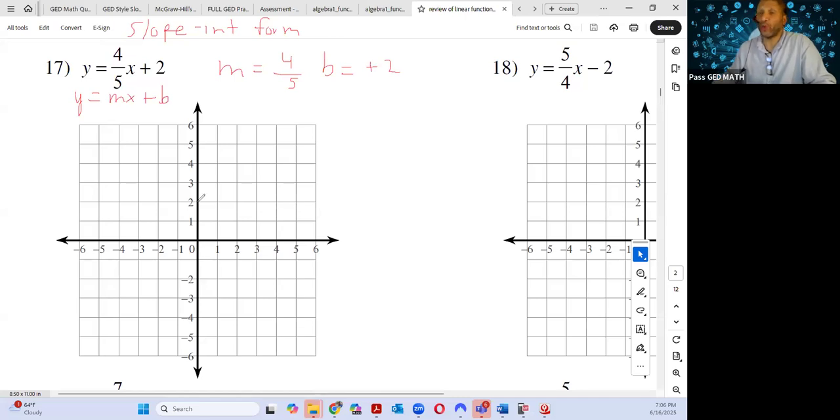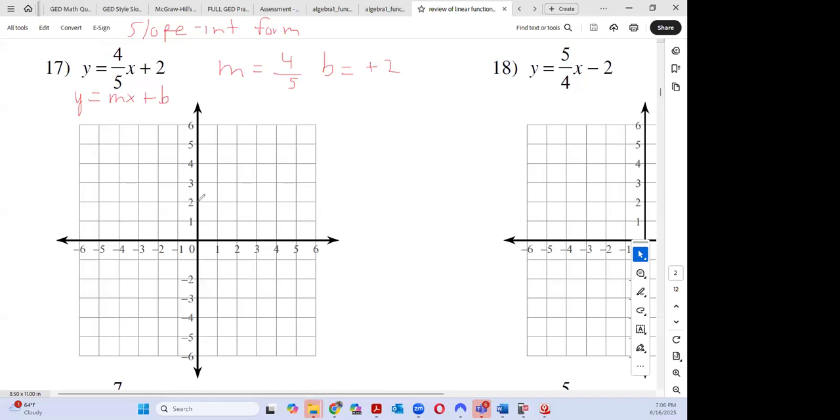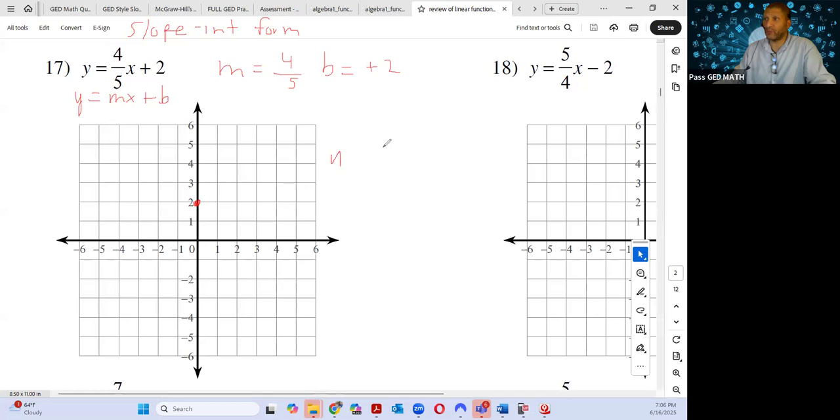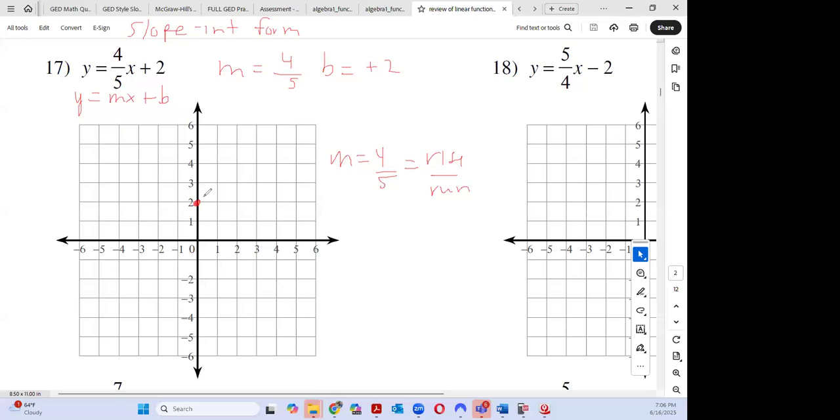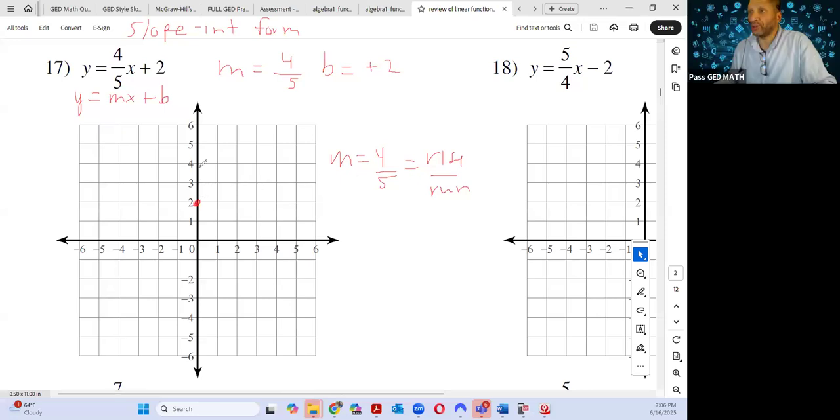2 on the y-axis. Now, to get to my second point, my slope is 4/5, which is rise over run. From this first point, what direction am I going? Up. How many? 4. 1, 2, 3, 4. That's not my point. I'm not done. I got to use my slope, my rise and my run. So I'm not just going up 4 and stopping.